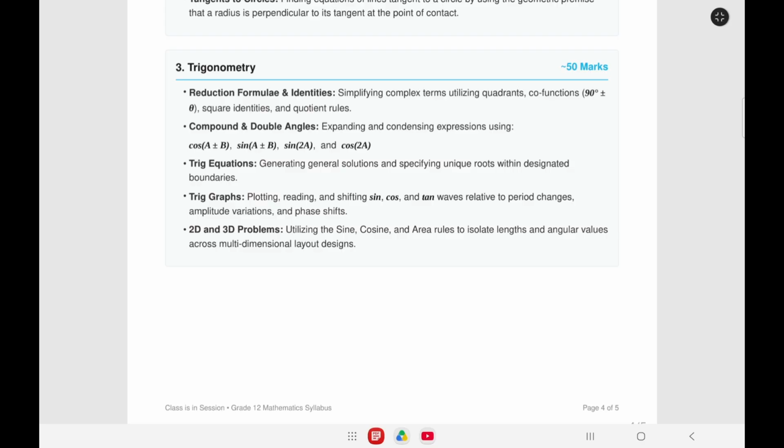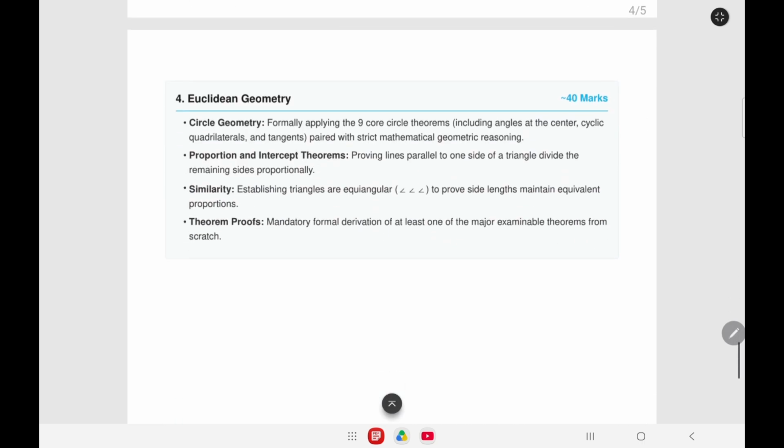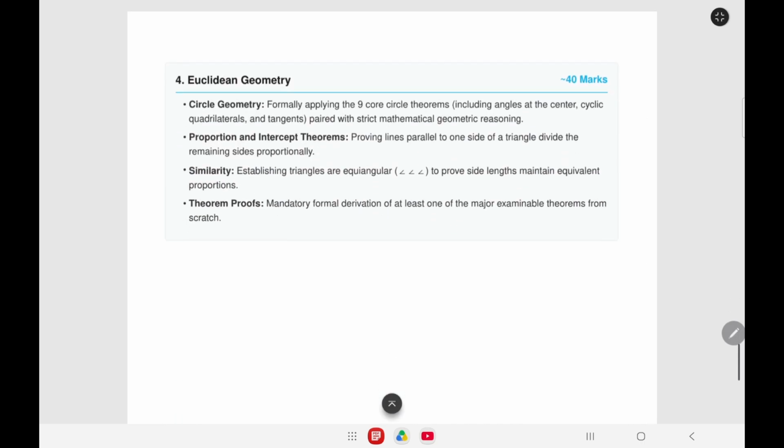The grade 11 trigonometry playlist is featured, so when you watch it, it'll say trigonometry grade 11 and 12, as it's exactly the same thing. The difference is where they add the second subtopic, which is compound and double angles, expressing and condensing expressions using those formulae. You also have trig equations, trig graphs, as well as 2D and 3D problems. Number 4, lastly, we have Euclidean geometry. That's worth about 40 marks.